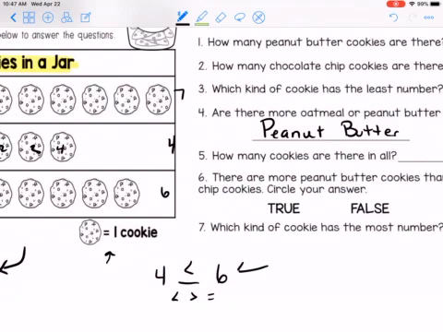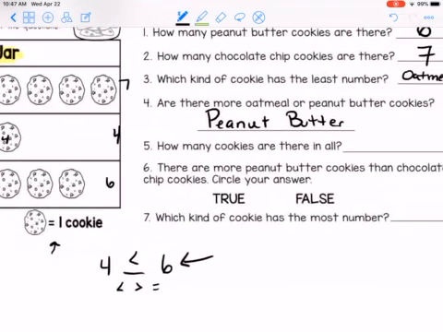You all don't necessarily have to do this. I just want your brains to kind of think about that when you're doing some of these problems. You don't have to show your work like this. I just wanted to connect with another math standard that we worked on this year.